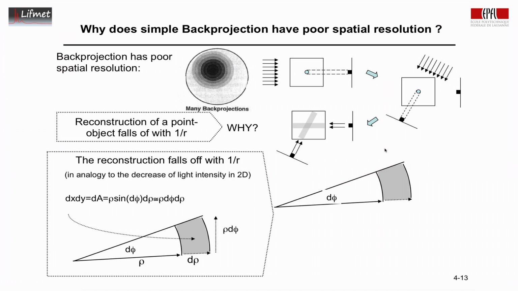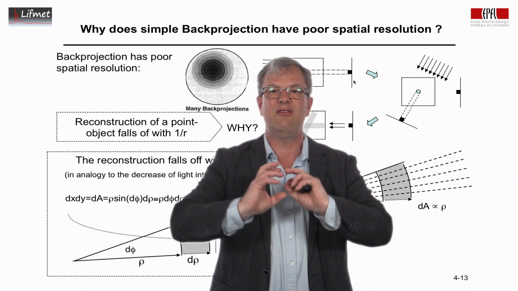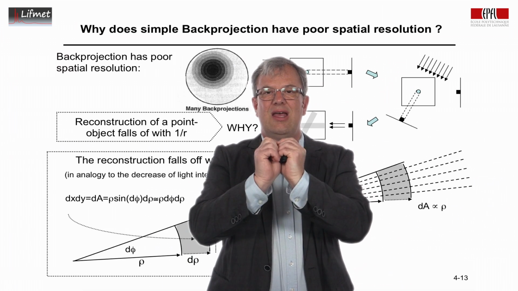So what we are having now is we have a certain angle d phi. We have the area here, which is proportional to rho, to the distance that we are from the pointwise object. Now we've said here in this process that reconstructing with back projection is like we are inverting the process of emitting light.